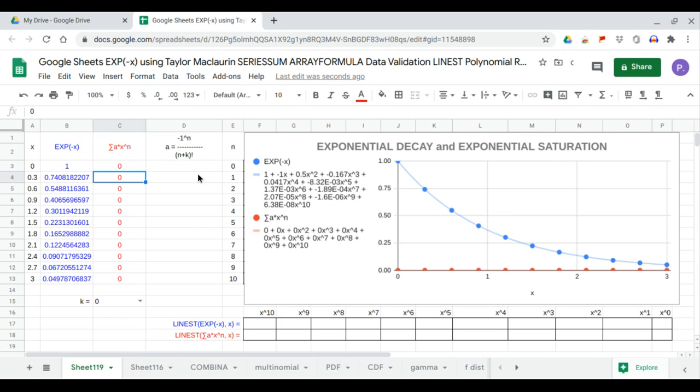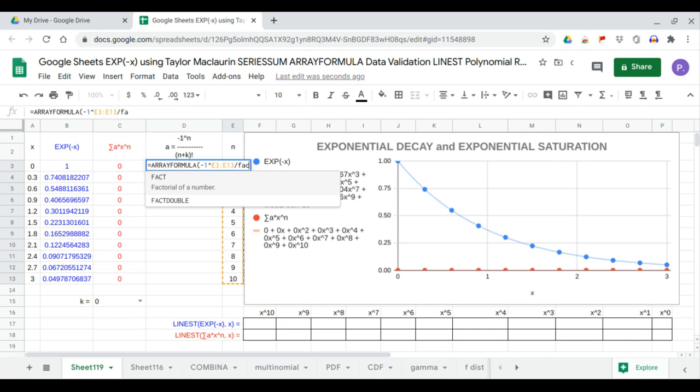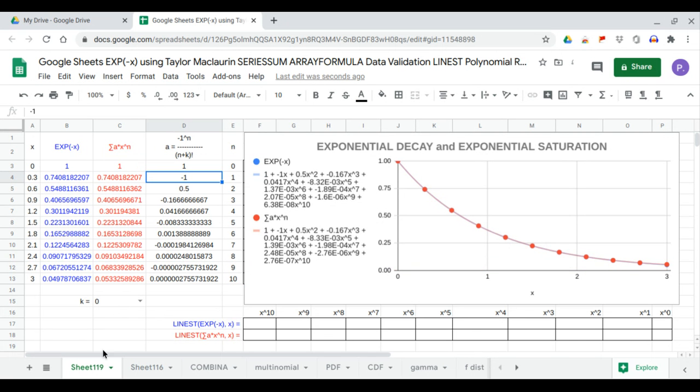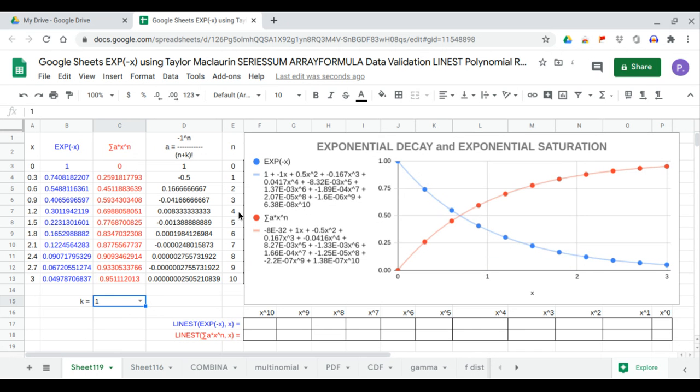So we can now work on the coefficients. So array formula, minus 1 to the power n, divided by factorial of n plus k. Enter. So that's decay. If you change k to 1, the expansion will be a saturation. So we'll go back to 0.